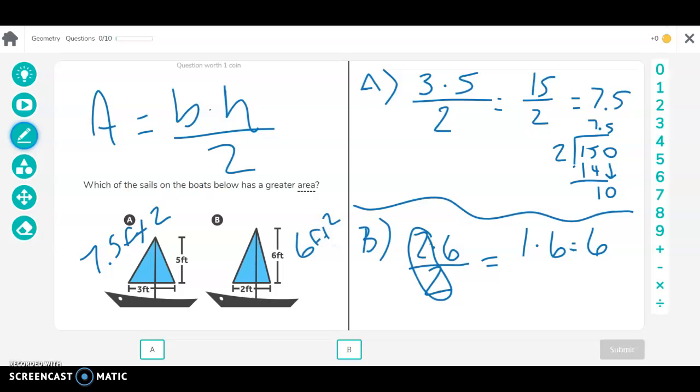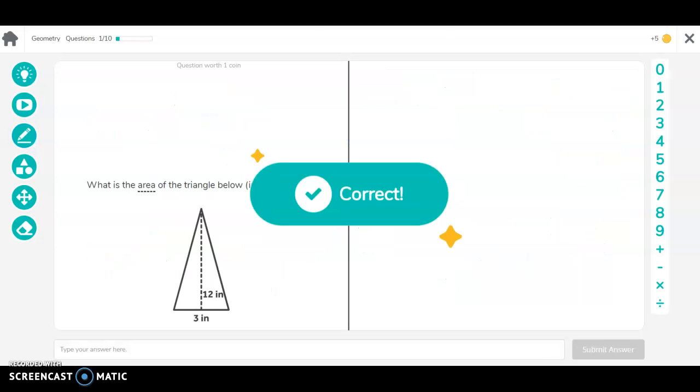So which one has the greater one? Obviously 7.5 is greater than 6, so A is your answer. All right.